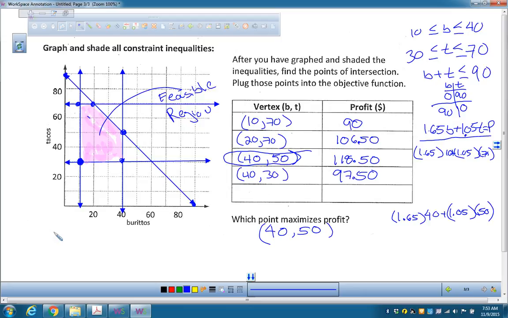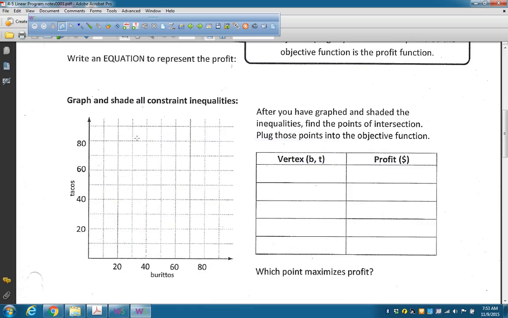Do we do another one? Yes, we should, because these take practice. And the hardest part is figuring out what your inequalities look like. So what's the next one? Is this the next one? No. Here's the next one.